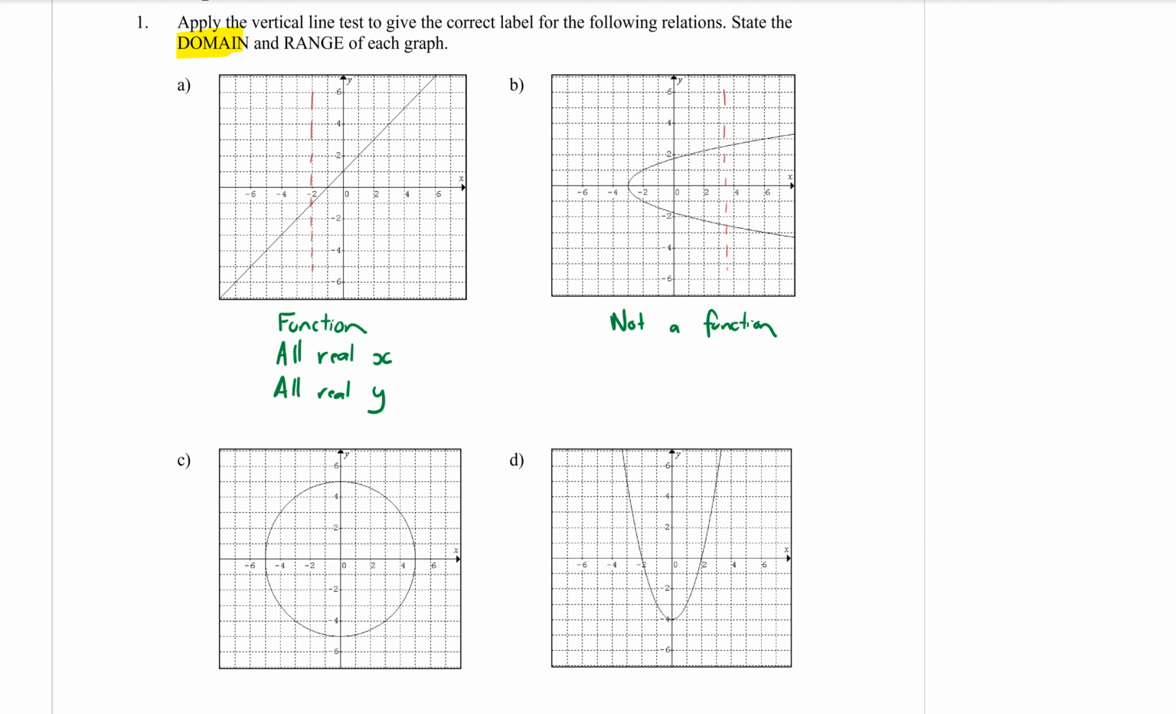Okay? But we can still do domain and range even though it's not a function. So domain are the possible x values. Is there any x values that I cannot have? Anything less than negative 3.